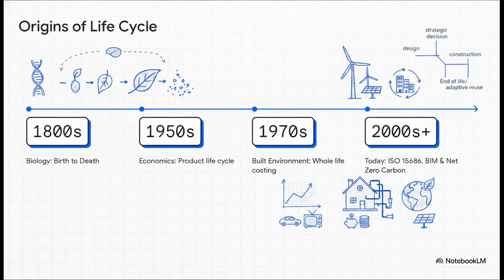Think about it. A biological organism goes from birth to growth to maturity to death. Fast forward to the 1950s, and economists borrowed this concept for products. Then, in the 70s and 80s, the built environment folks picked it up to calculate whole life costing. And today, it's evolved into strict international standards like ISO 15686 and massive net zero carbon goals. We basically look at a facility's life as a sequence of 6 stages, from the initial strategic decision to build, through design, construction, operation, renovation, and finally its end-of-life or adaptive reuse.